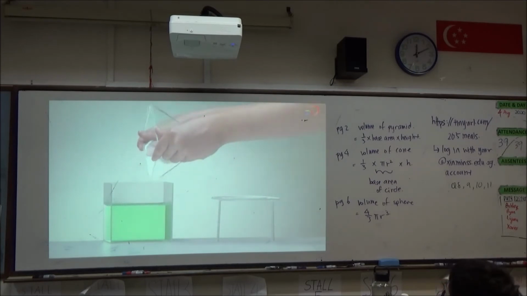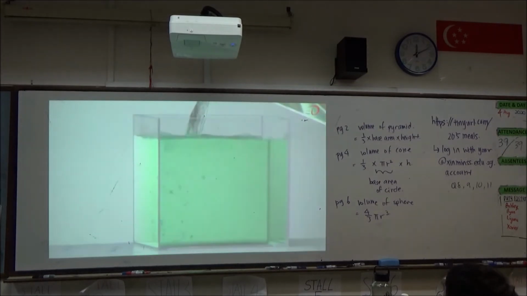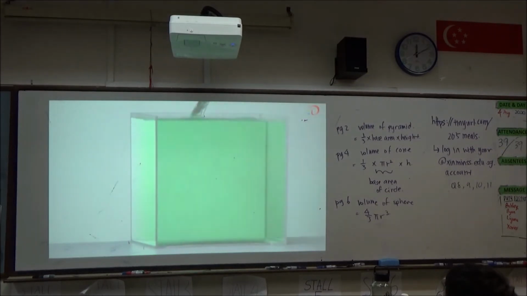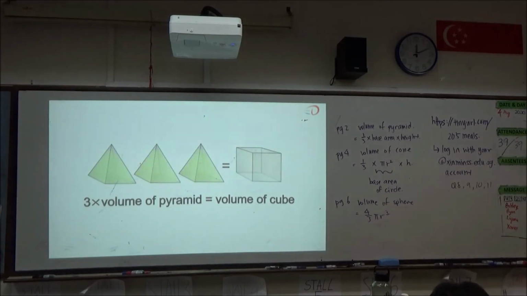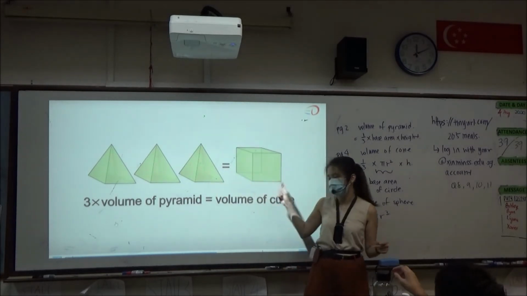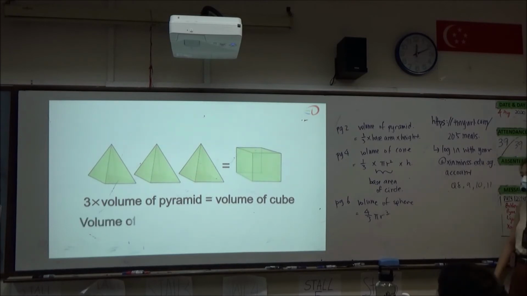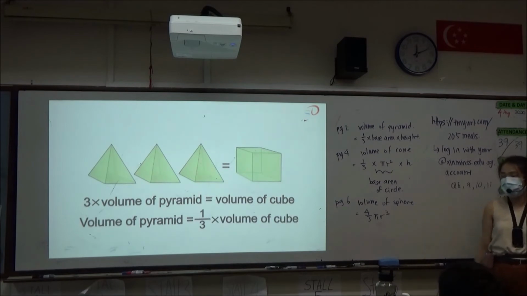This is the second time. And the third time. After 3 rounds, the cube is completely filled with water. The volume of 3 square-based pyramids is equal to the volume of the cube. So you see, after pouring the water, we notice that 3 times the pyramid is equal to the cube itself, having the same height and base area. Therefore, 1/3 times the volume of the cube is the formula.